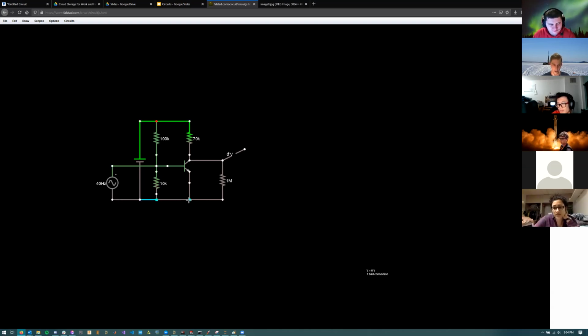However, the transistor is the basis of basically everything that we make, every piece of electronic equipment that you have nowadays.